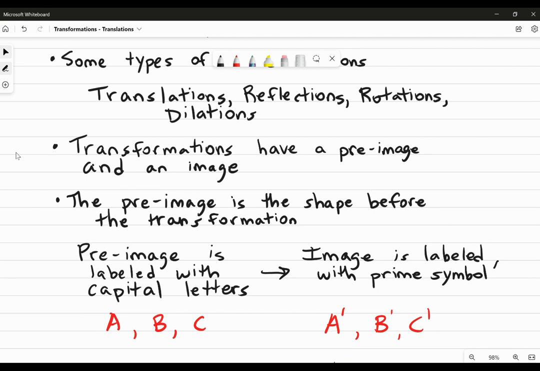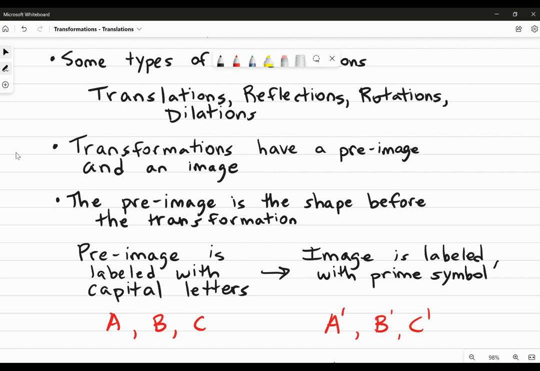All right, so when working with transformations, transformations have a pre-image and an image. The pre-image is the shape or the image before you do any type of transformation. So before you translate it, reflect it, rotate it, or dilate it, that is called the pre-image. The result is called the image. So in this class and in math classes, your pre-image is labeled with capital letters. So for example, if I had a triangle, I would label the pre-image before I did any transformation to it as capital A, capital B, and capital C.